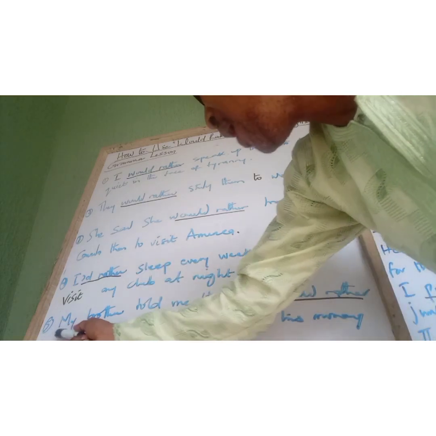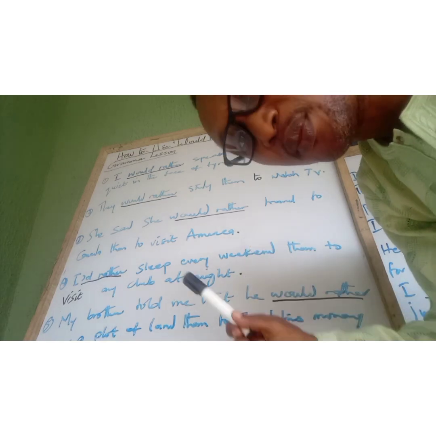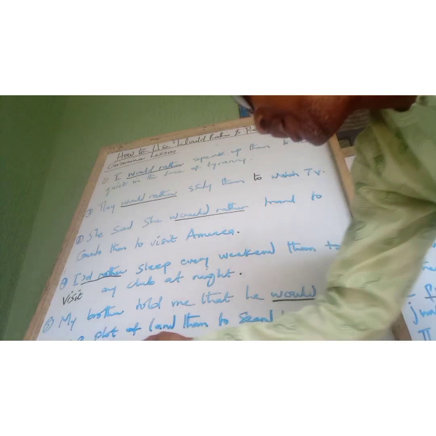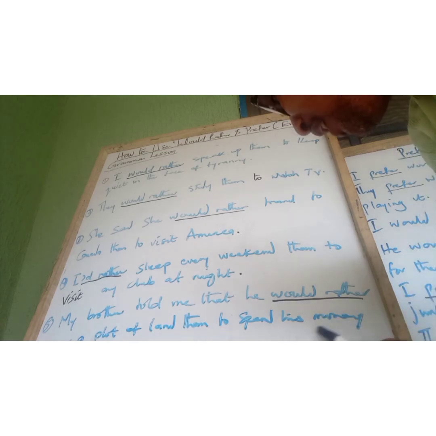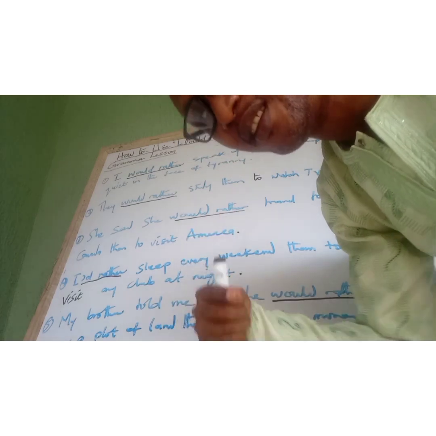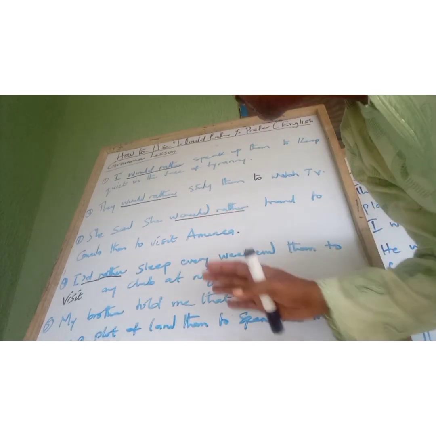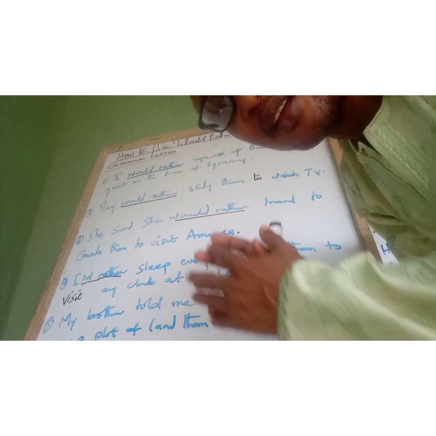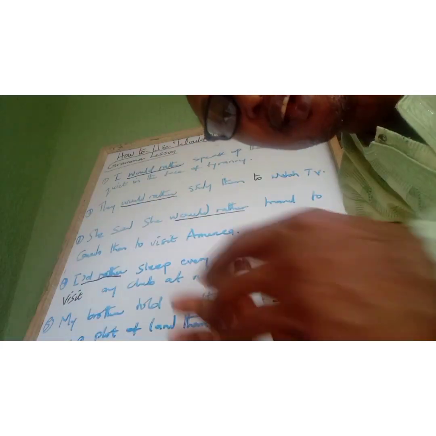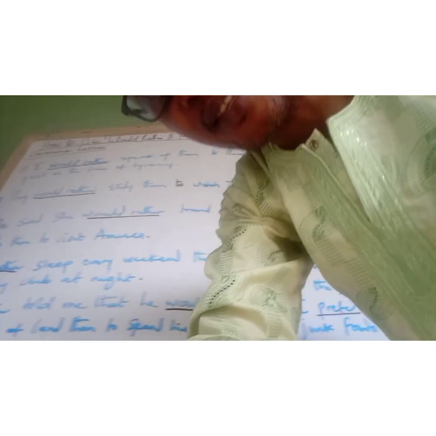Then the next one is, my brother told me that he would rather buy a plot of land than spend his money on drugs. That he would rather invest in the long term than spend his money on drugs. So these are just simple sentences that really reveal to the viewers how to use would rather. So now let's go to the second item.